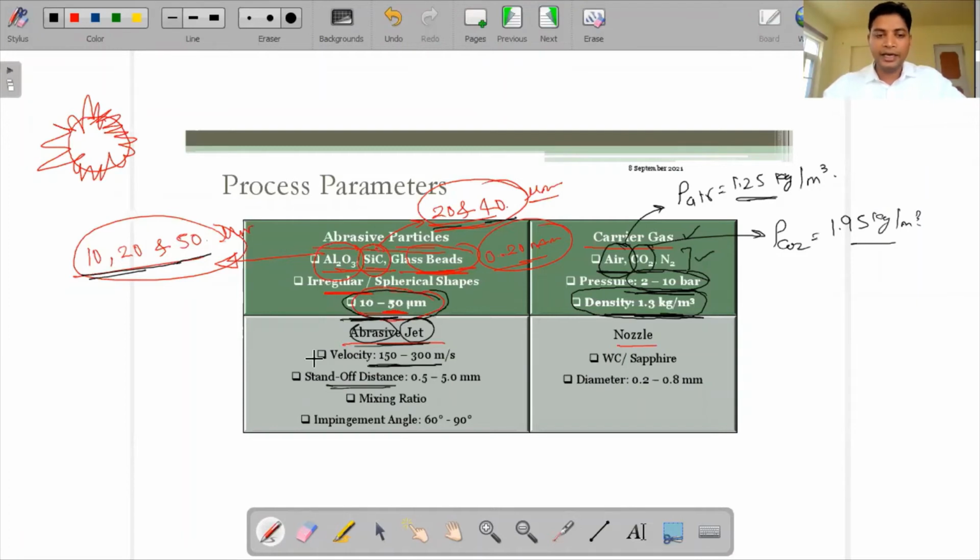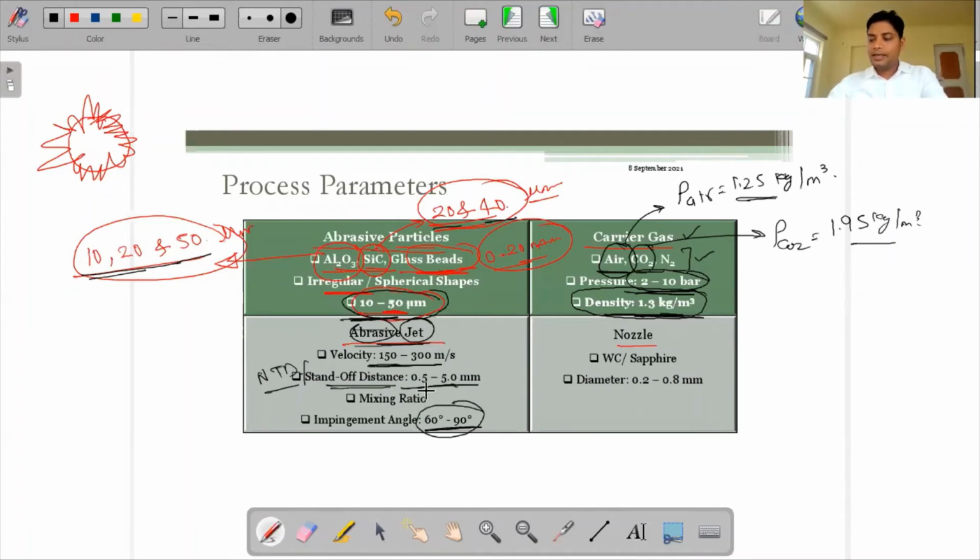We can also call it NTD, nozzle tip distance. That is in the range of 0.5 to 5 mm. Next is the mixing ratio, which I will explain after the impingement angle. For the impingement angle, we have already discussed that we just have to rotate the nozzle. This angle is generally decided at the optimum value, where we get the optimum material removal rate. It is in the range of 60 to 90 degrees.